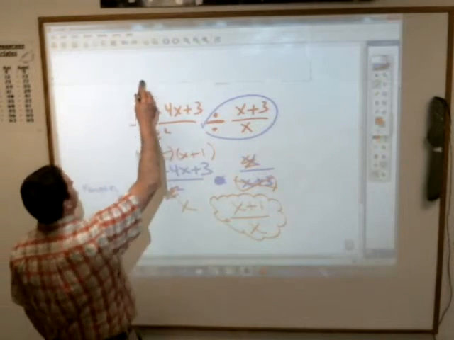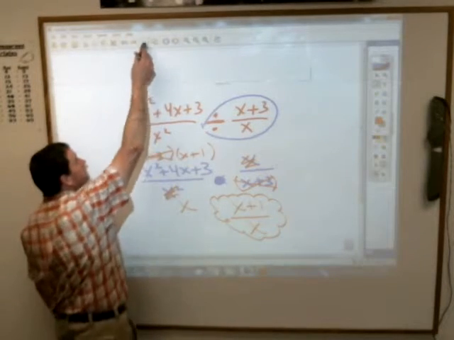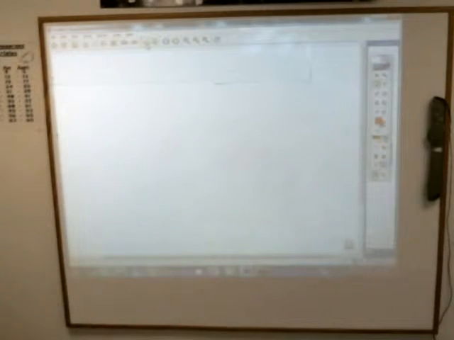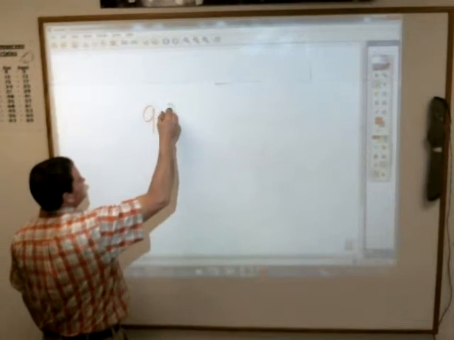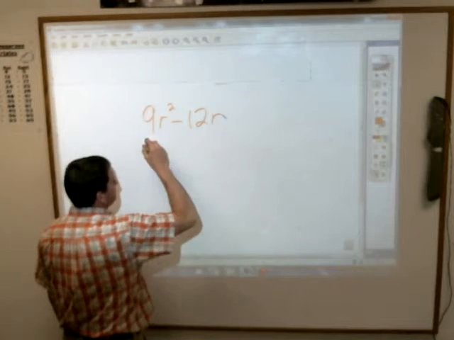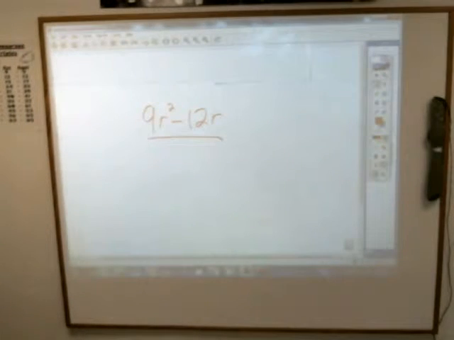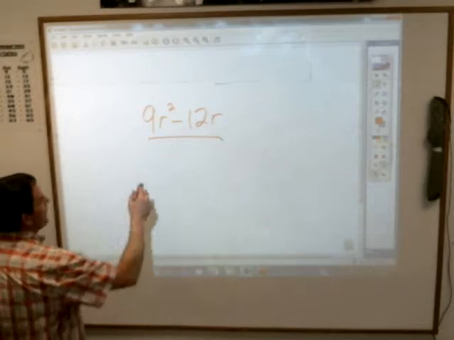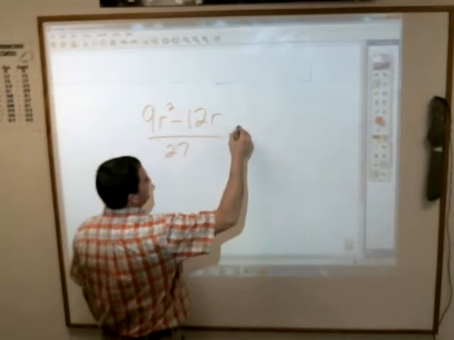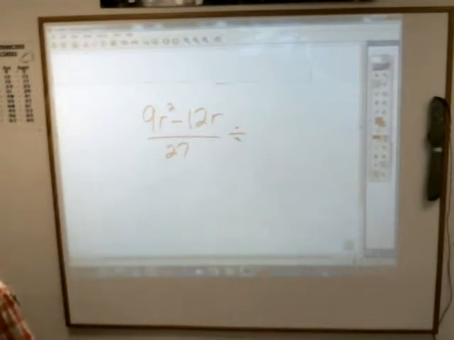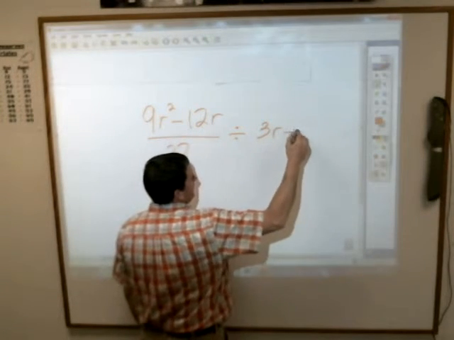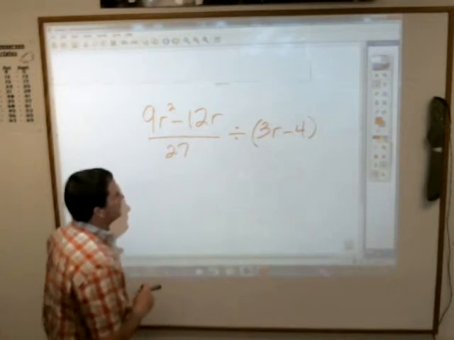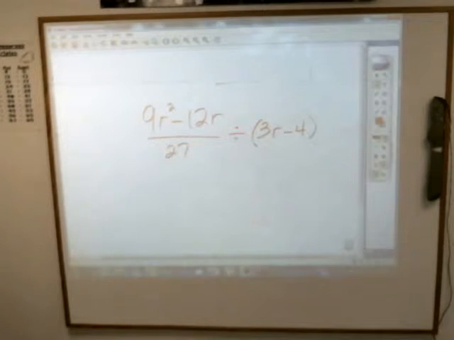Here, let me give you one here, how about this one? How about 9r squared minus 12r over 27 divided by 3r minus 4. And they have this in parentheses, which I'm sure it could be. Go ahead, have at it.